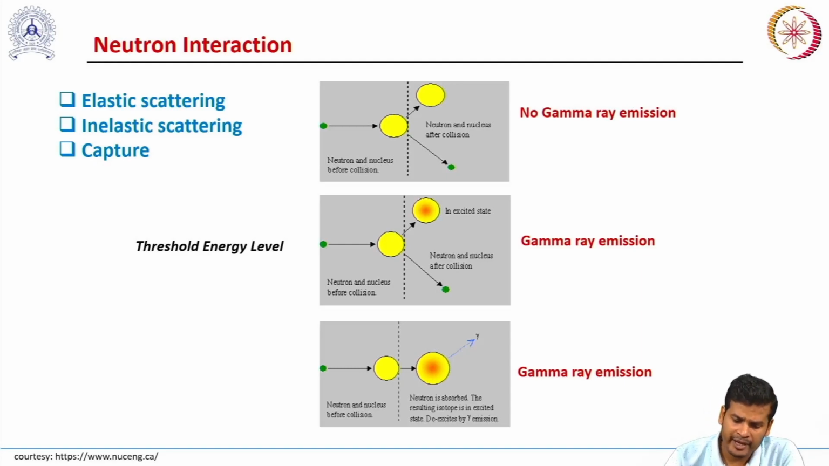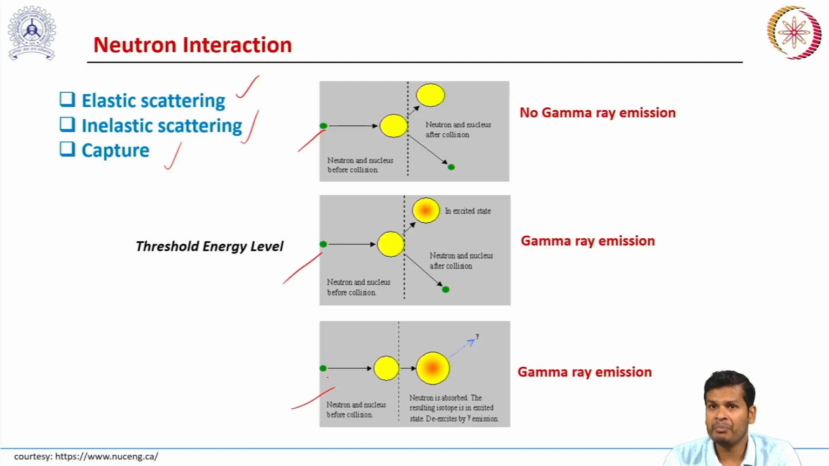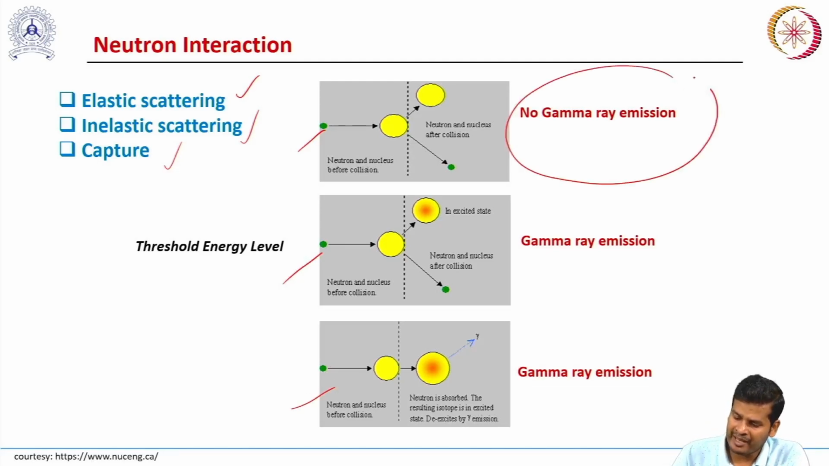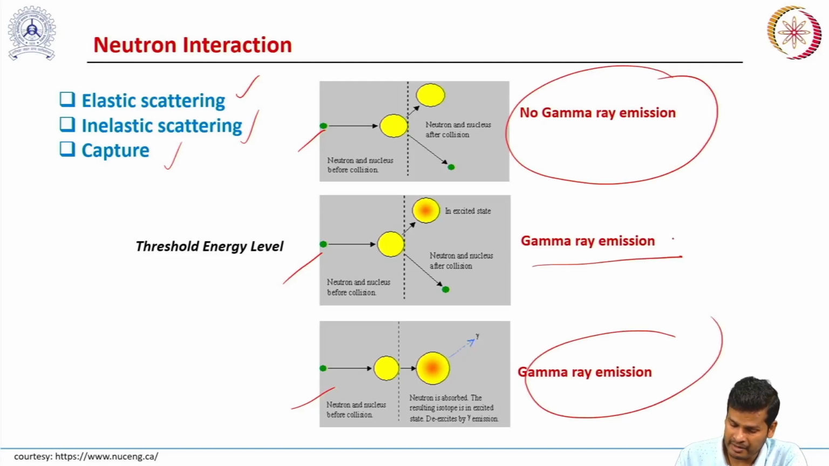Three types of interactions are possible, or the three types of interaction that we are interested in for neutron logging application. First is elastic scattering, second is inelastic scattering, and third is capture. This is elastic, this is inelastic interaction, and third is our capture interaction. What we need to keep in mind is where a gamma ray is emitted. In inelastic scattering we have a gamma ray emission, and in a capture interaction we also have a gamma ray emission.